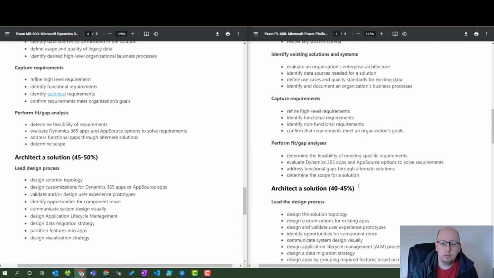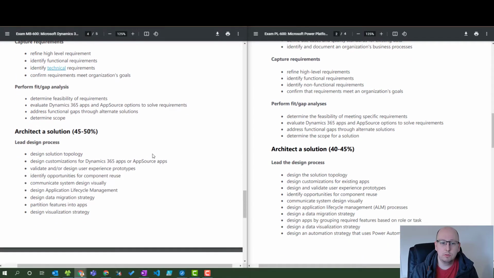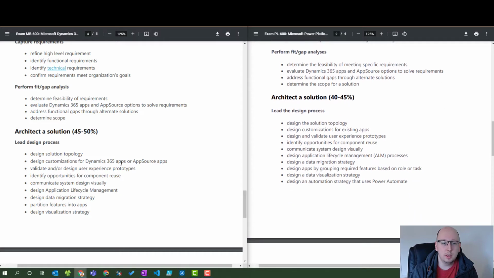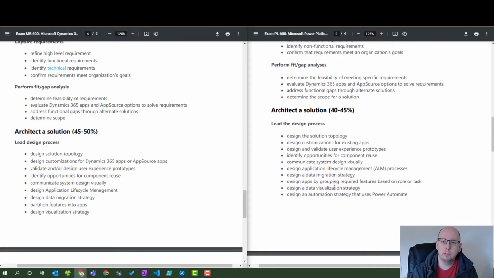Then the next section is architect a solution. So in the last one it was weighted at 45 to 50. In the new one it's weighted at 40 to 45. But again, a lot of these things are the same. You will notice that the second one down though is design customizations for Dynamics 365 apps or AppSource apps. And we don't have that in the new PL-600 exam.